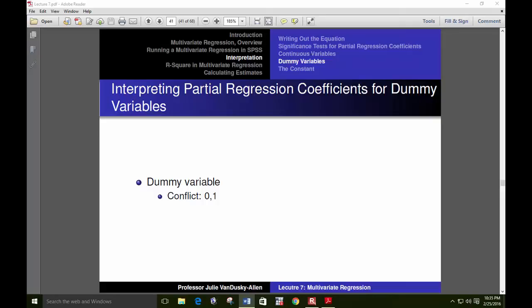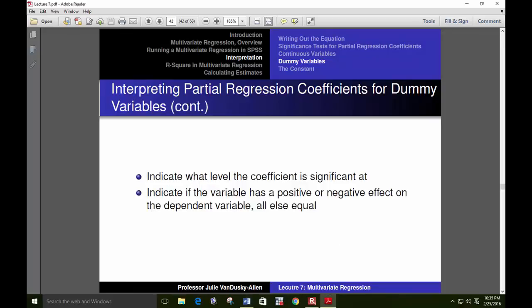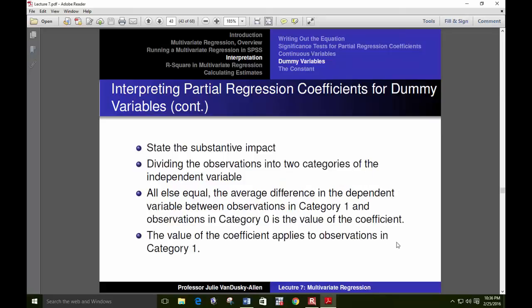In our multivariate regression analysis, we had a dummy variable, conflict. It only took on two values, 0 and 1. When you interpret a dummy variable, you first indicate what level the coefficient is significant at. You indicate whether the variable has a positive or negative effect on the dependent variable, all else equal. Then you state the substantive impact of the variable on the dependent variable.